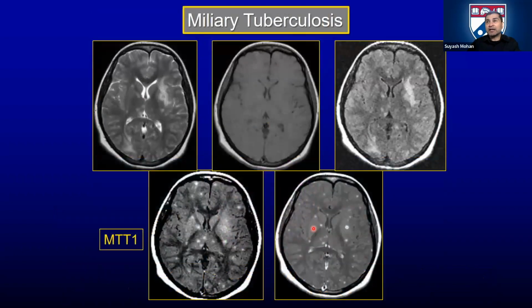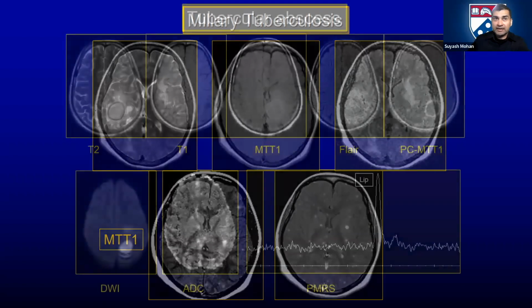Now, tubercular infections can spread hematogenously, right? And this becomes a case of miliary tuberculosis. Again, keep in mind that metastasis is always going to be in the differential, so you have to look for an underlying primary, etc.